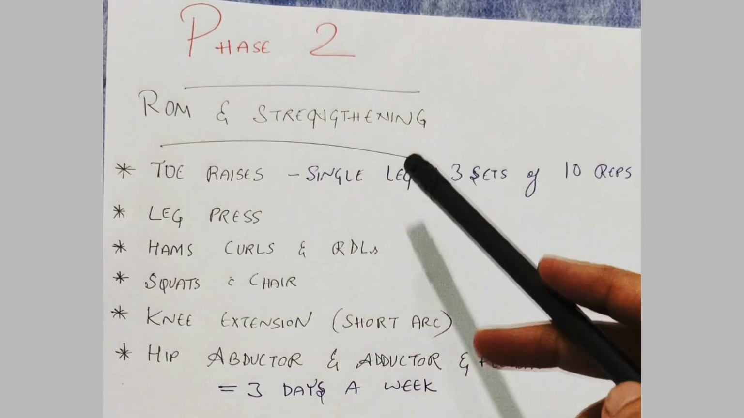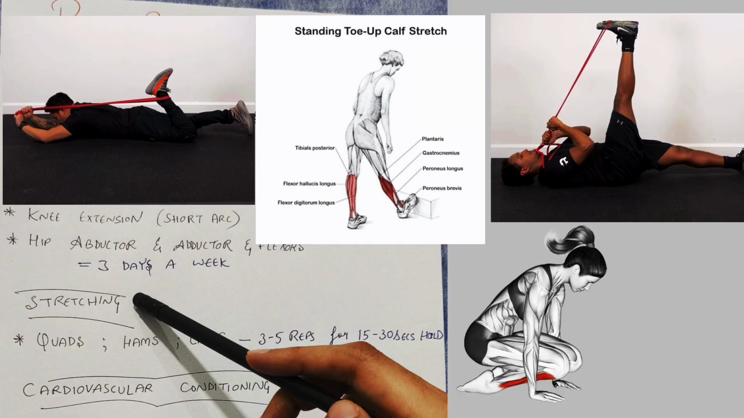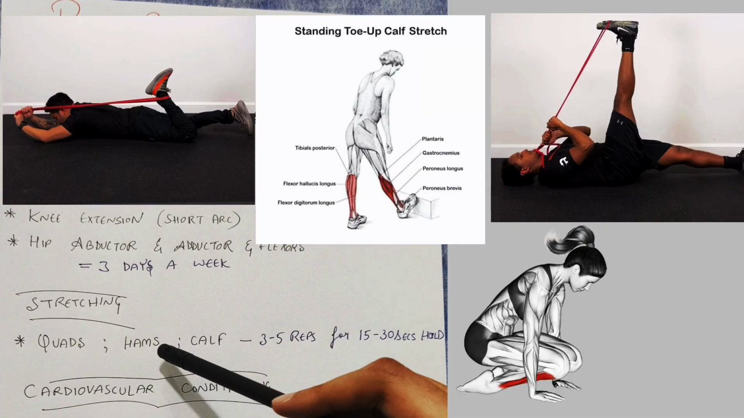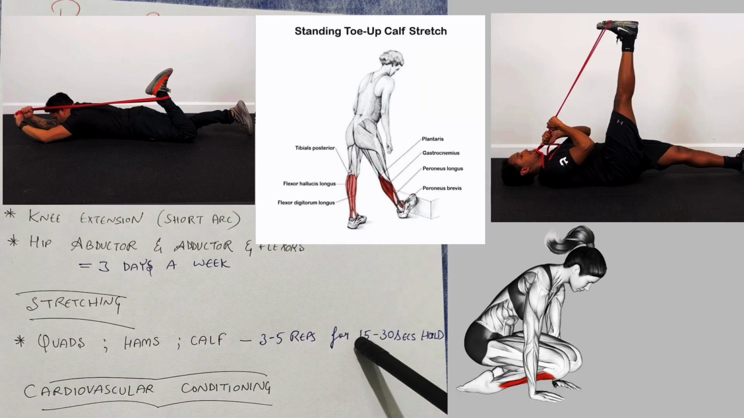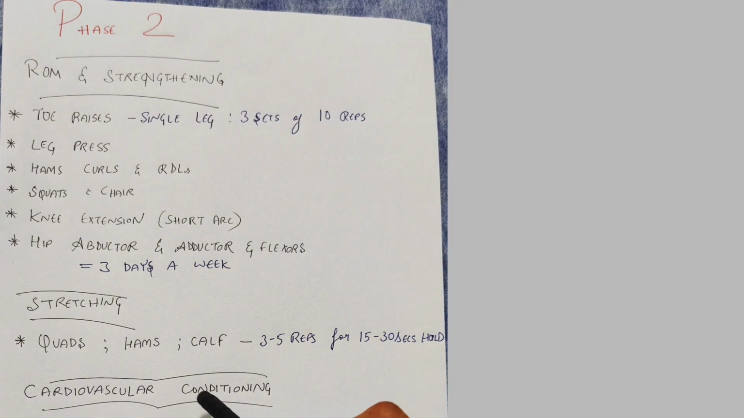So make sure these exercises are done 3 days a week, and stretching has to be included definitely for the quadriceps, for the hamstrings, for the calf, 3 to 5 repetitions for 15 to 30 second hold. Then we'll go on to cardiovascular conditioning as well in this phase.